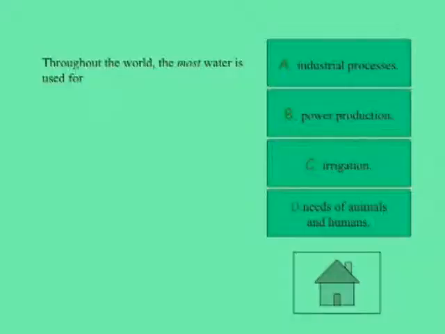We're moving back to water for 200 points. Throughout the world, the most water is used for A, industrial processes, B, power production, C, irrigation, or D, needs of animals and humans. And who knows the answer to that? Celebrate. The answer is irrigation, C.